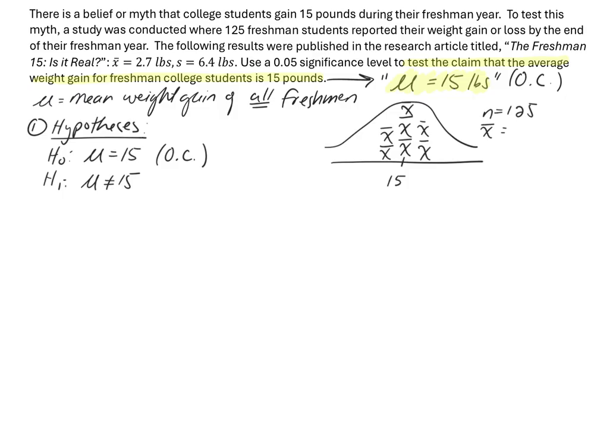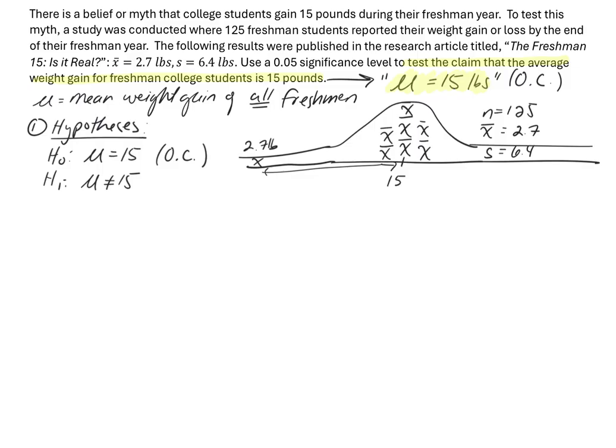But if this claim is not true, then we will not get a sample mean anywhere close to 15. So in this study, notice that the sample mean is 2.7 pounds, which your gut feeling is probably telling you is nowhere close to 15 pounds. But I need to confirm that it's actually really far away from 15 pounds. So if I exaggerate my tails here, I hope you would agree with me that an x bar of 2.7 pounds is going to be really far away from 15.